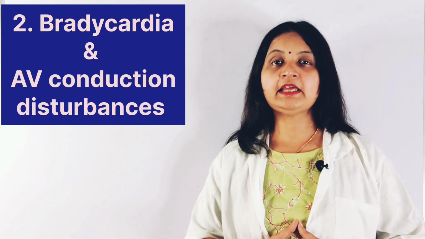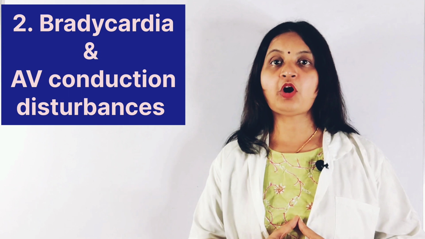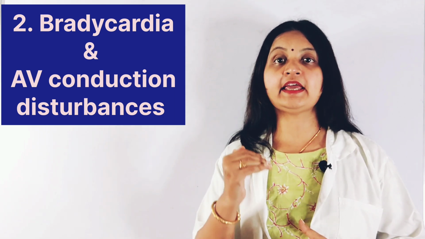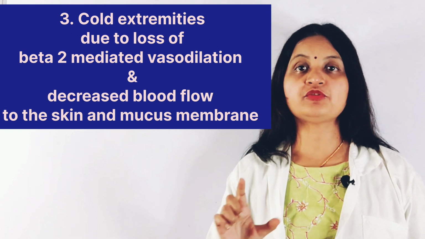Secondly, beta blockers are known to cause bradycardia as a side effect because they decrease the contractility of the heart and also decrease the AV conduction. Excessive lowering of the heartbeat to less than 55 beats per minute can lead to bradyarrhythmias and atrioventricular conduction block and disturbances. Next, beta blockers can cause cold extremities.